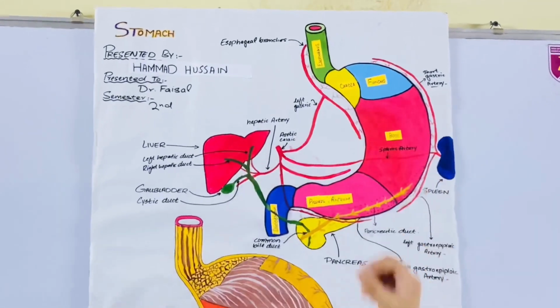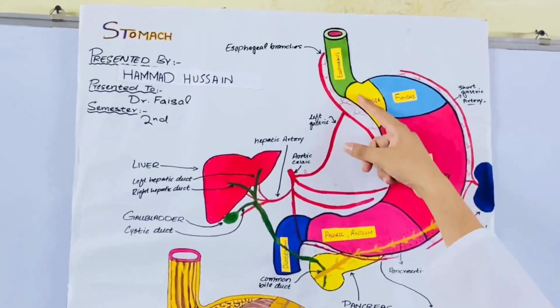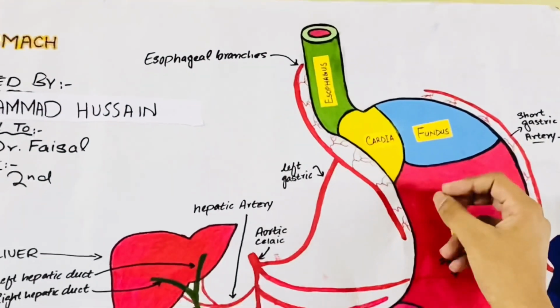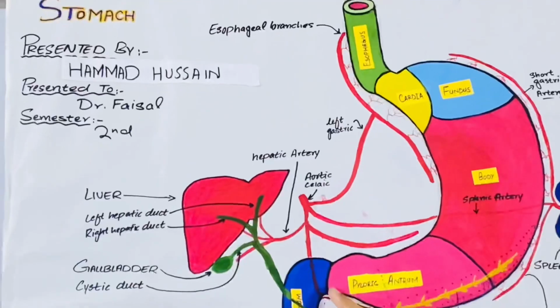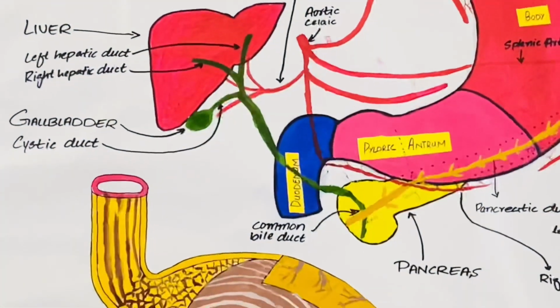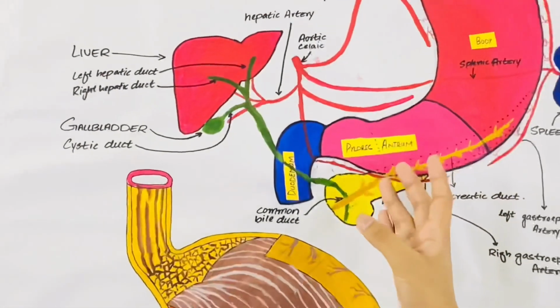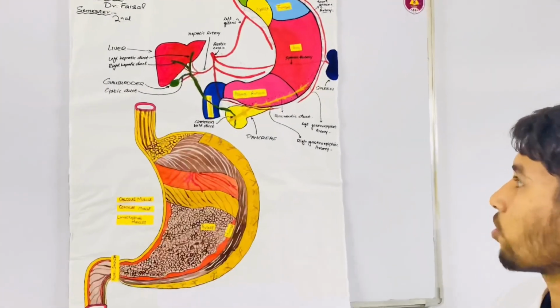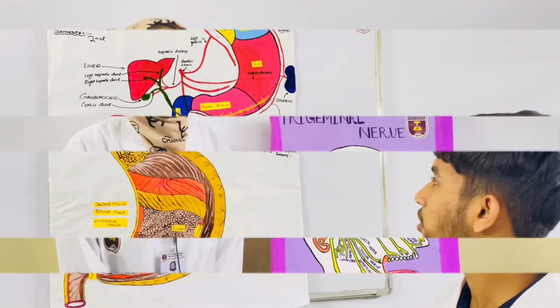The stomach has two sphincters: the inferior esophageal sphincter, which prevents the food from going back from the stomach to the esophagus, and the pyloric sphincter, which controls the movement of food from the stomach to the duodenum. The main function of the stomach is the storage of food, and only partial digestion takes place.